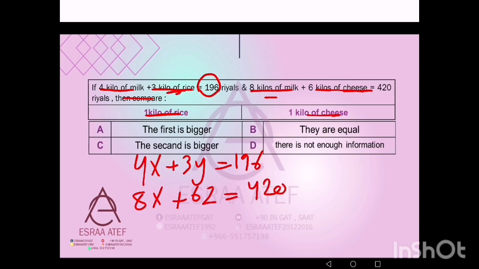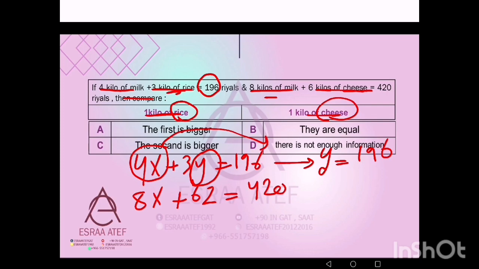Okay, here, he wants to compare between rice and the cheese, so we can get the value of y. How can we get it? By 196, and take this one to the other side by minus 4x and dividing by 3. Okay, so here is the value of the rice.